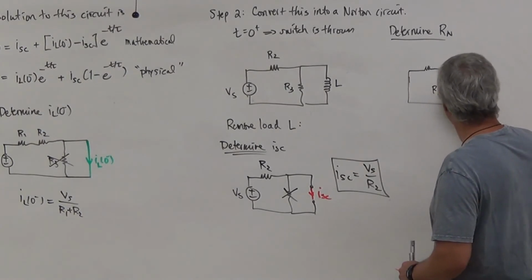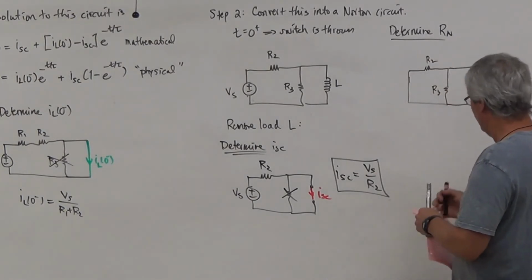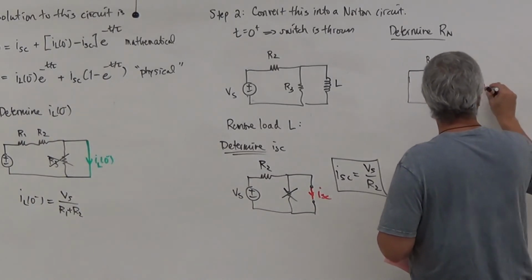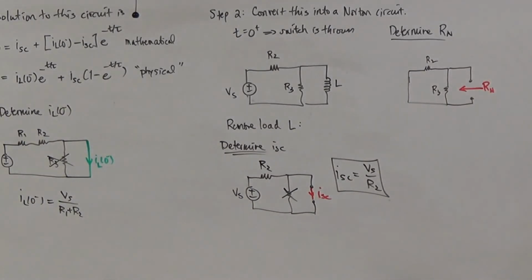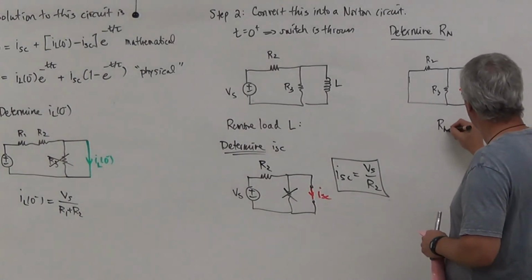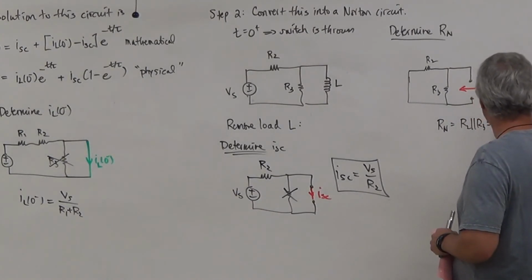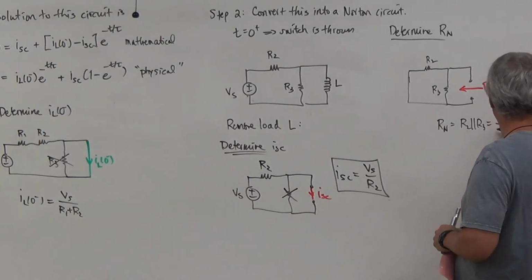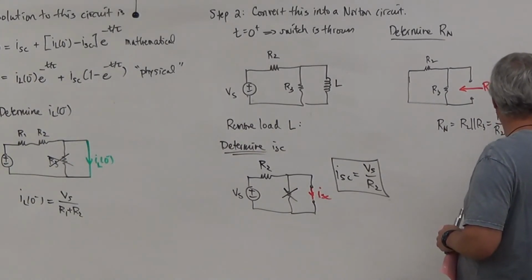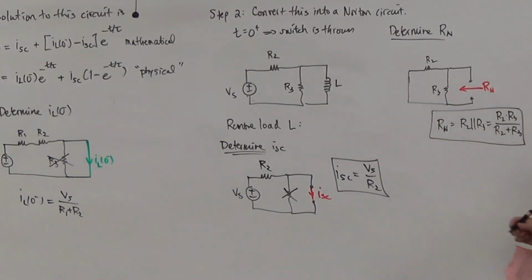So this is R3, R2, and then when I look at this guy, this will be Rn. And you can see that these two resistors are in parallel. Because they're in parallel, that means Rn is the same as R2 parallel to R3, which is R2 R3 over the sum of R2 and R3.